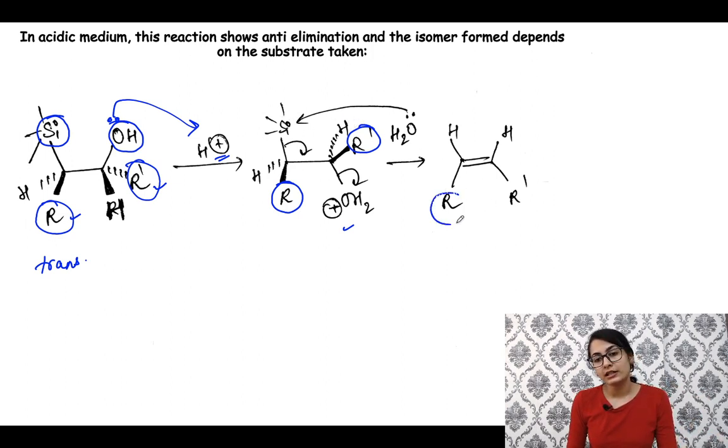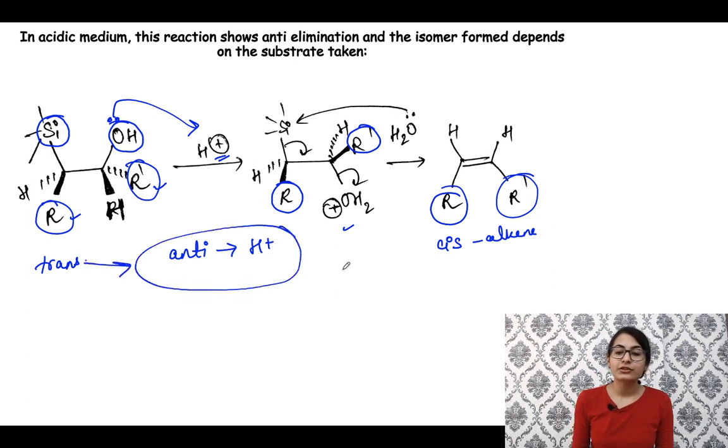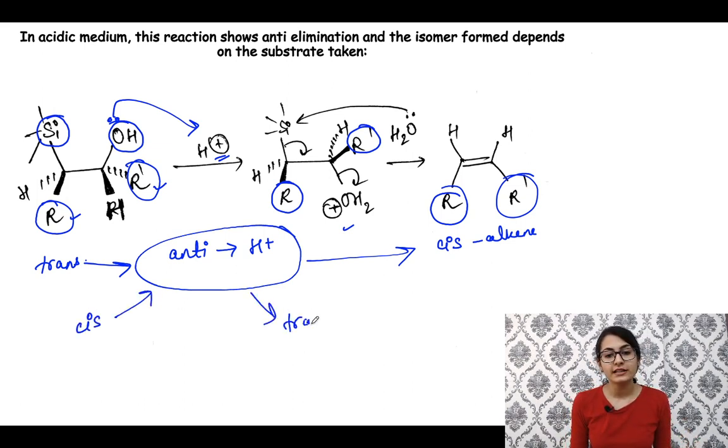Again, you are going to get a cis alkene. If you started from a trans molecule, you are going to get a cis alkene. This is what happens in the anti-elimination in the presence of acid. It's a very easy reaction. You just have to practice it once or twice. Anti-elimination in the presence of acid: trans molecule is going to give cis alkene, and cis molecule is going to give trans alkene.